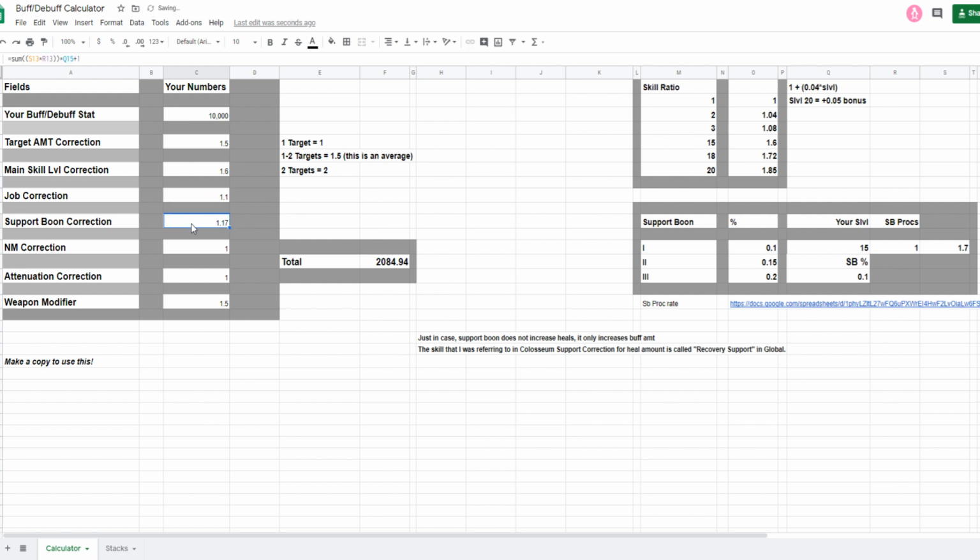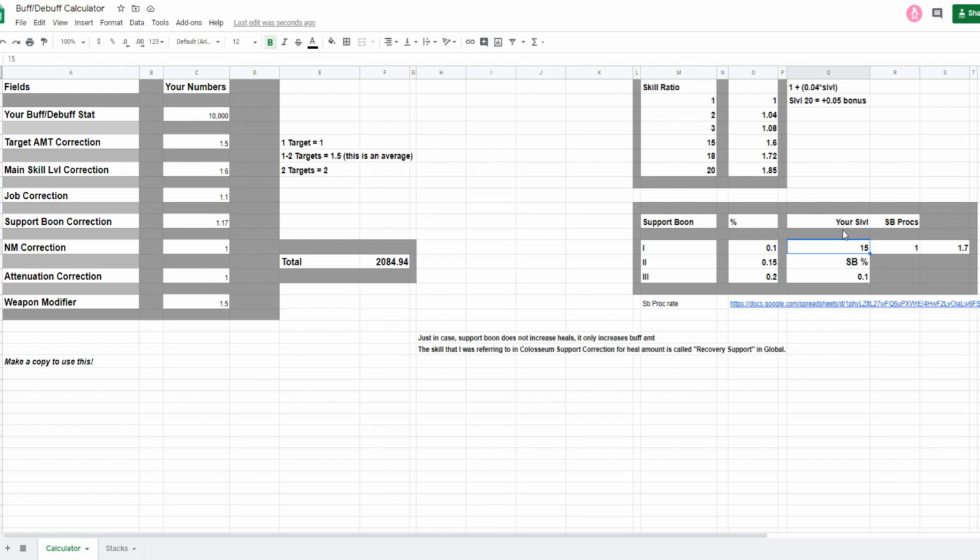The support boon correction is exactly as you guys would expect. It is the correction due to support boon activating. And as for the proc rate of support boon, I do have it here. Thank you very much to Fallen for providing that, because there's no way I was going to do that math. So this should make it quite easy. And while we're on this topic, obviously I will put it here.